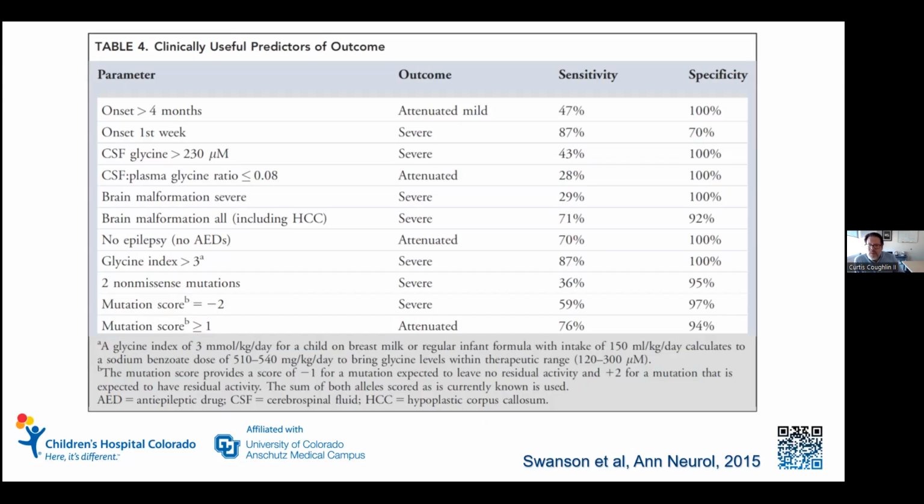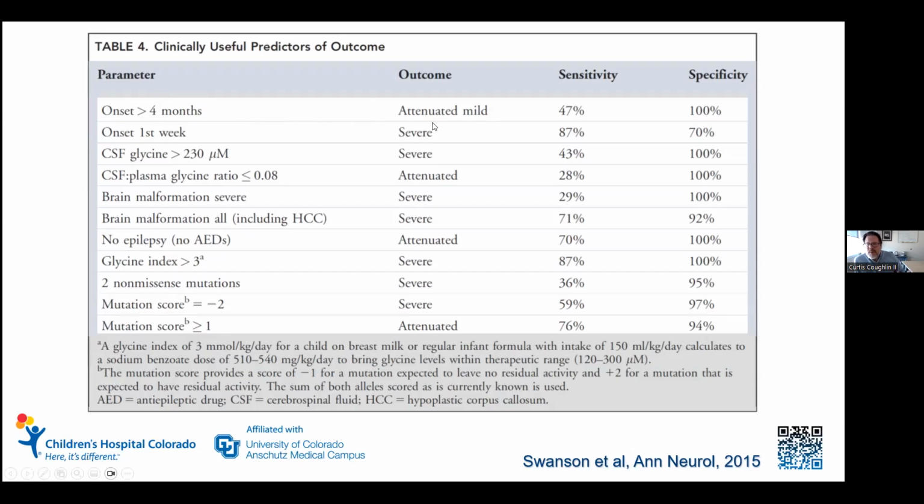This is just one chart from that paper. If you see a kid in the NICU, it's a paper that I highly recommend looking through, if you can, to determine whether or not this patient has a more mild form of the disorder. One thing I want to point out is this very first row, that the onset being later, after 4 months, is usually associated with an attenuated phenotype, but not always.